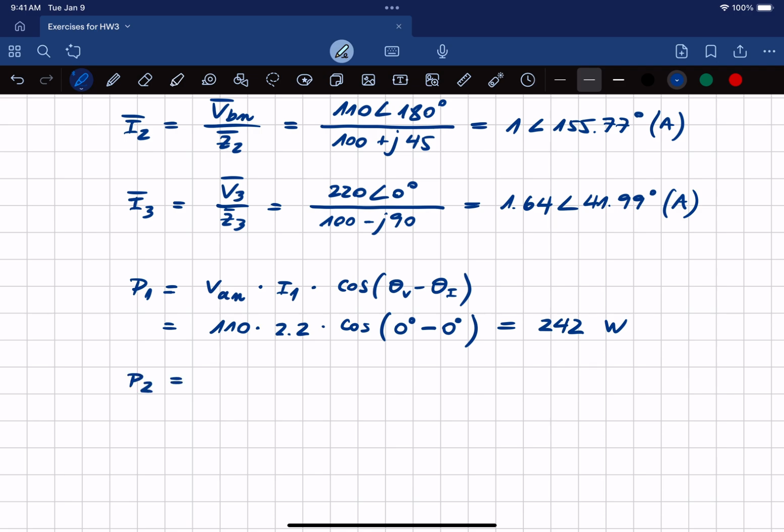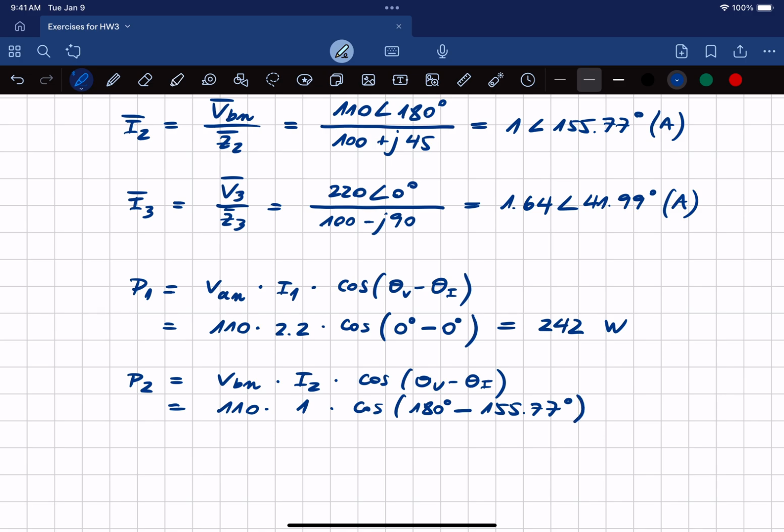P2, it's going to be the same idea. The voltage at the load 2 times the current that we calculated times the cosine of the angle of the voltage minus the angle of the current. Voltage in this case is 110. I2 is, we calculated, 1 times cosine of the angle of the voltage, 180 degrees, minus the angle of the current, 155.77 degrees.